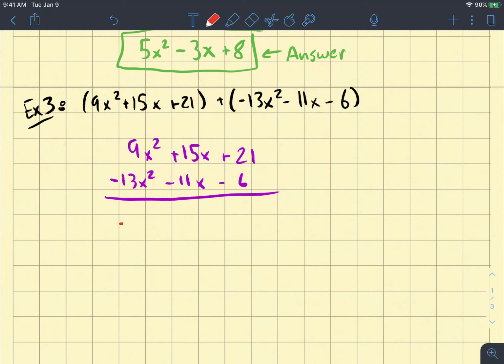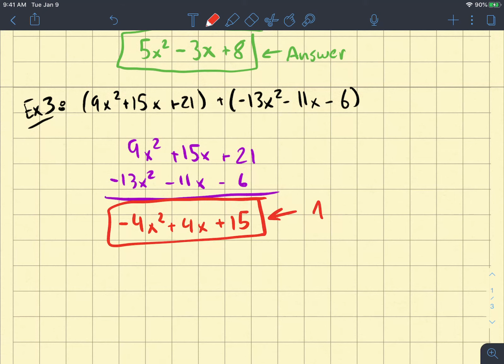9 minus 13, that's negative 4x squared. 15 minus 11, that's going to be 4x. And then 21 minus 6, that's going to be positive 15. And you're done. This is your answer. And we're done.